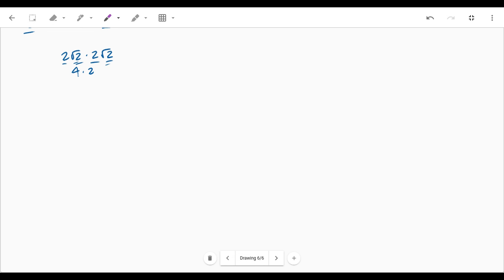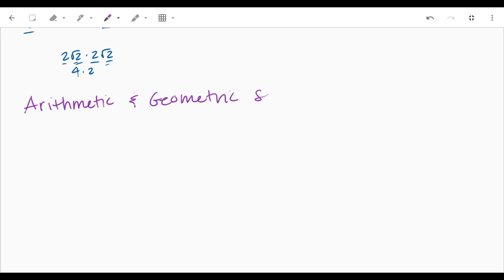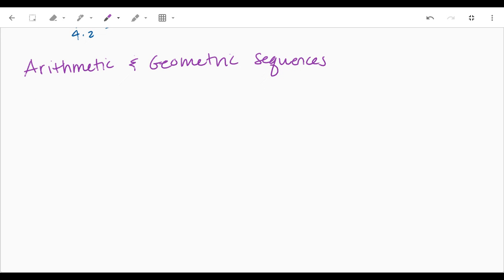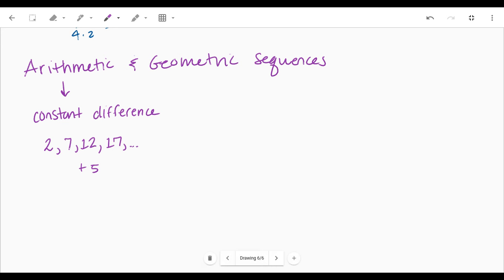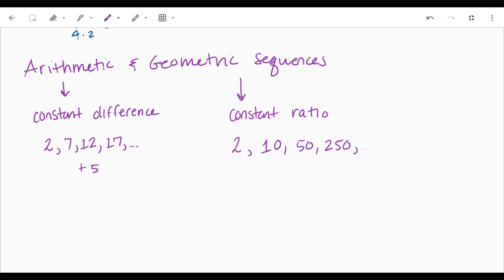We are going to go over here. I'll do some notes here quick. Arithmetic and geometric sequences. So for your arithmetic sequences, we have a constant difference between terms. So an example of an arithmetic sequence would be like 2, 7, 12, 17. We're adding 5 each time. Geometric would have a constant ratio. So it would be maybe like, well, let's start with 2 and we could multiply by 5 every time. So times 5, times 5, times 5.